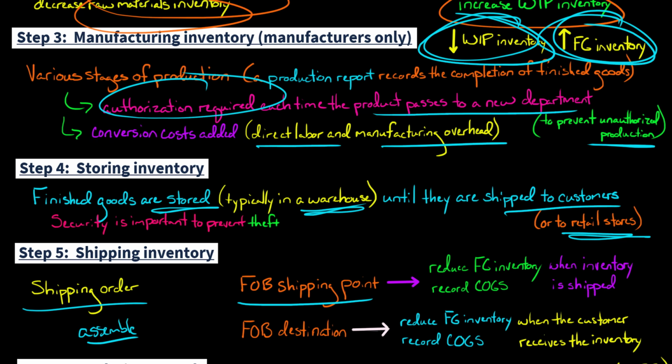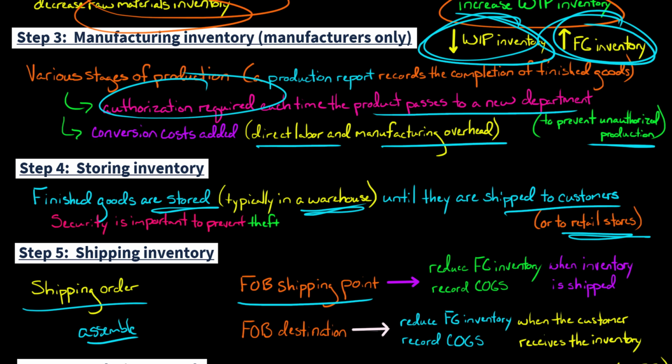So if that's the case, then when the inventory is shipped, as that truck drives away from your warehouse, you're going to reduce finished goods inventory and increase cost of goods sold. You're also going to record sales revenue. But we're talking about inventory here, so we'll focus on inventory. So you expense the inventory when it's shipped.